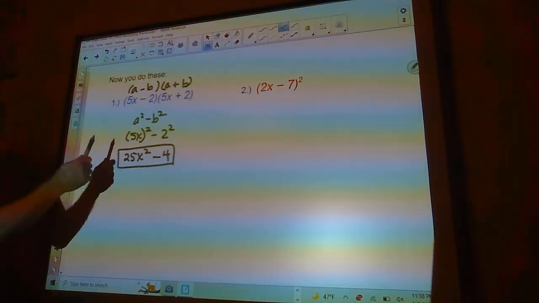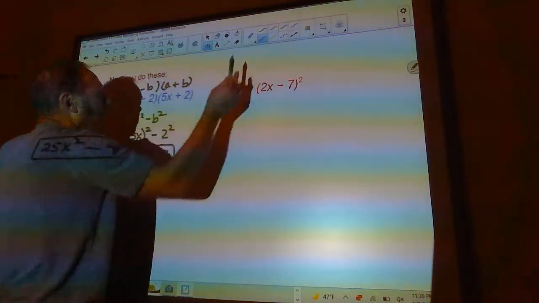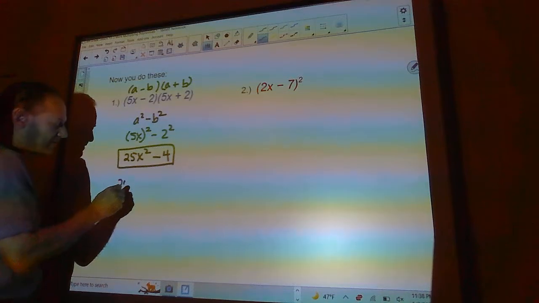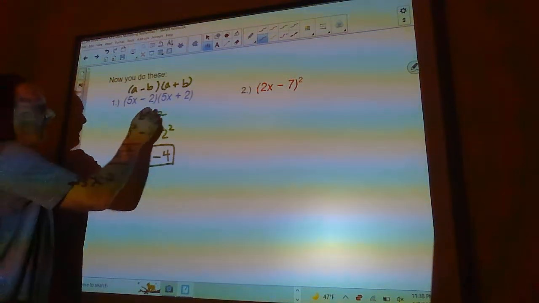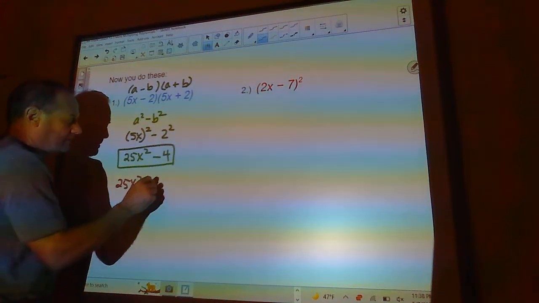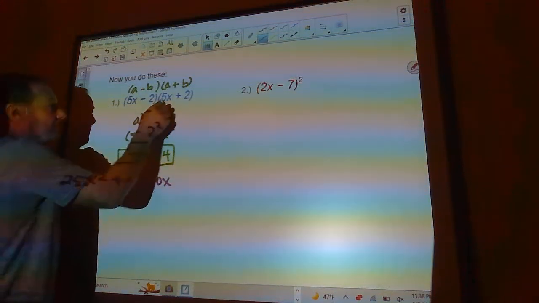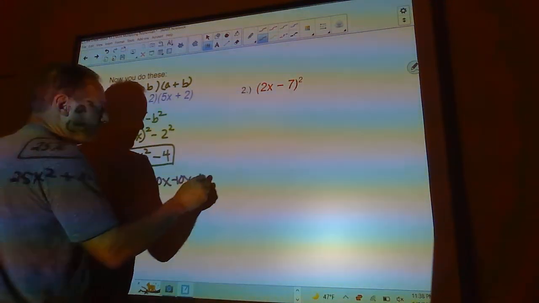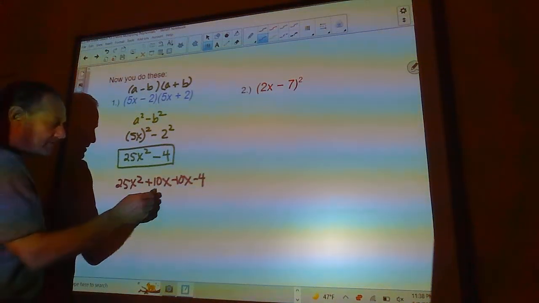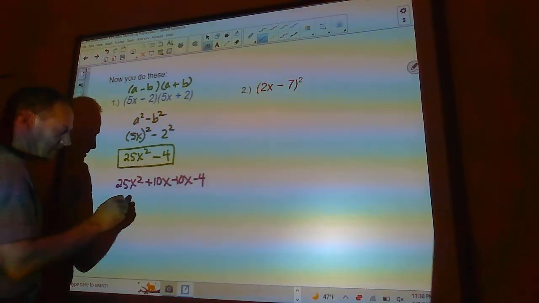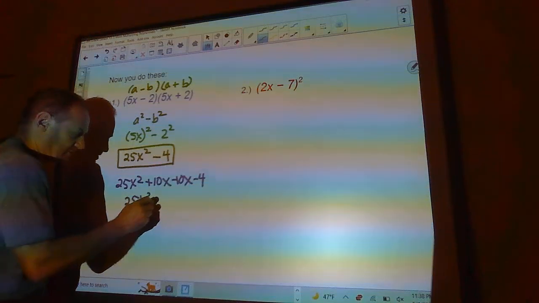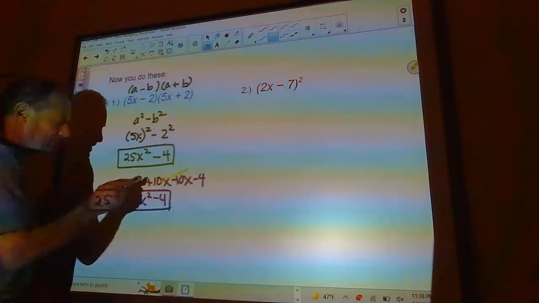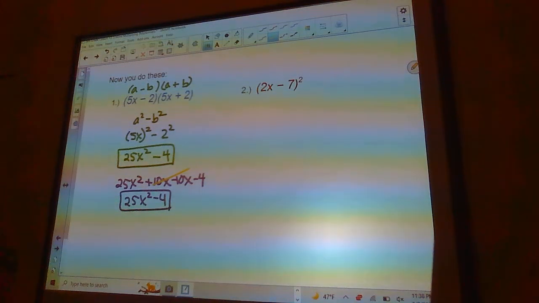Okay, if you just FOILed it, and I like FOIL, 5x times 5x would be 25x squared. Outside would be 10x. Inside would be negative 10x. And last would be negative 4. And you combine your like terms, these two cancel out in the middle, and you get 25x squared minus 4. We'll just do that to show that they cancel out.